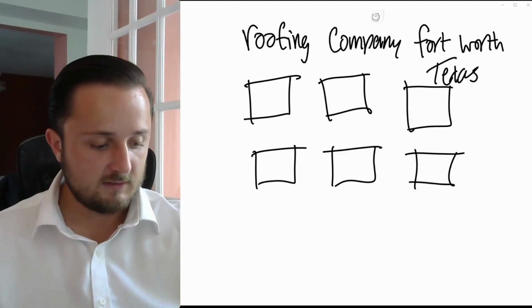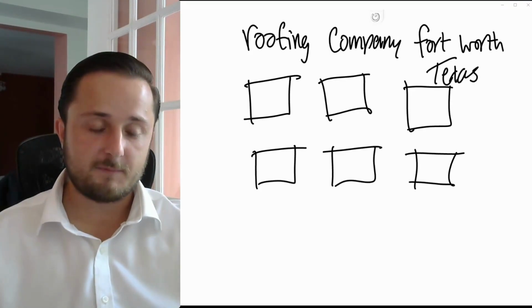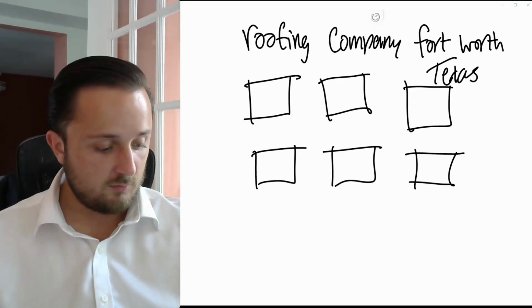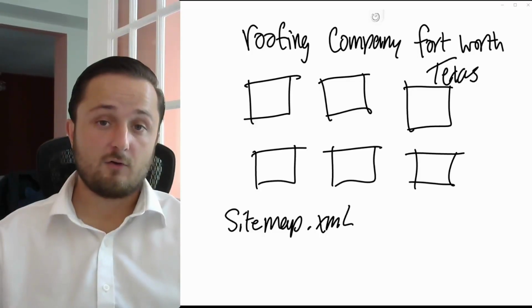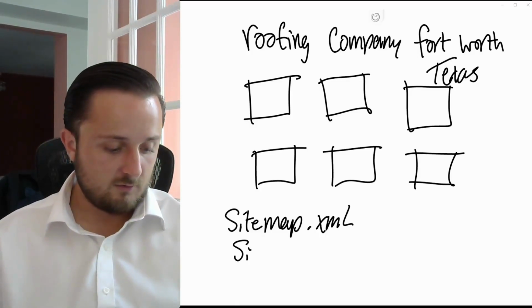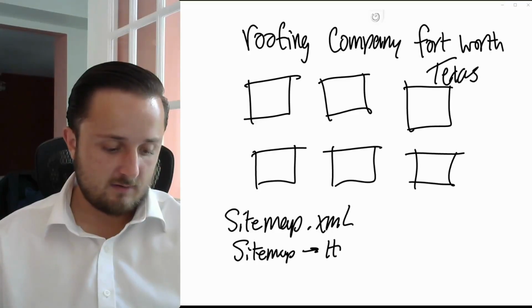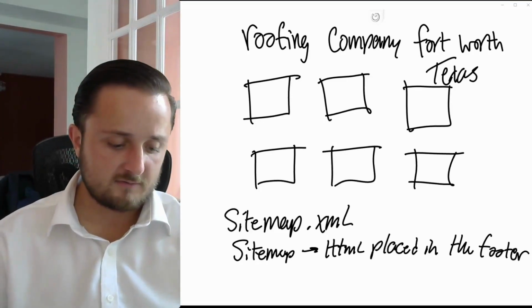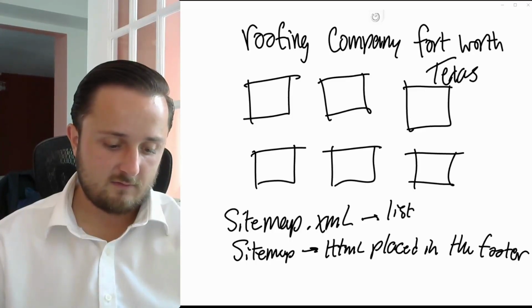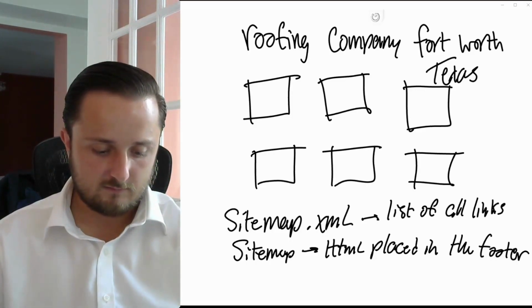We want to have links going out to all of these pages. Now, you can do this in your sitemap.xml. You can also make your own sitemap. You can do a sitemap that is HTML that you place in the footer. And all a sitemap is, is a list of all links.